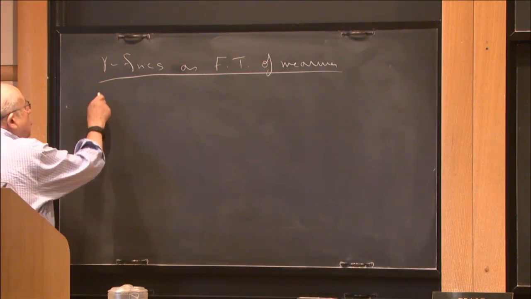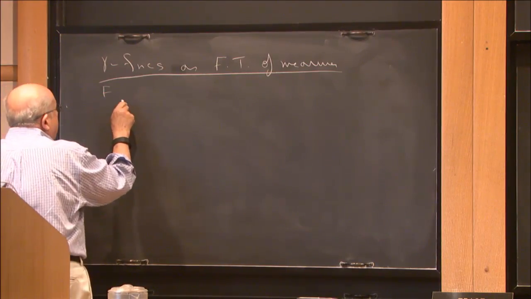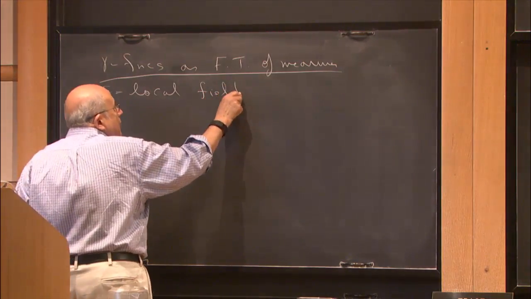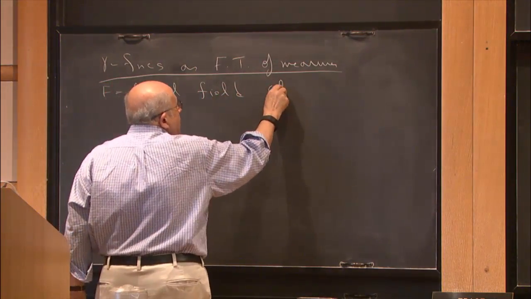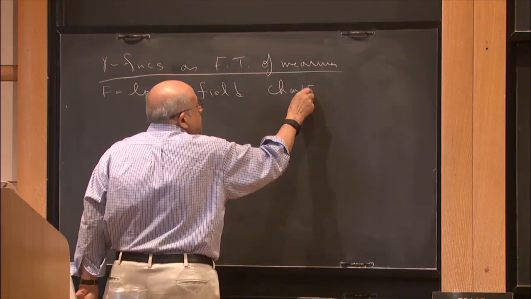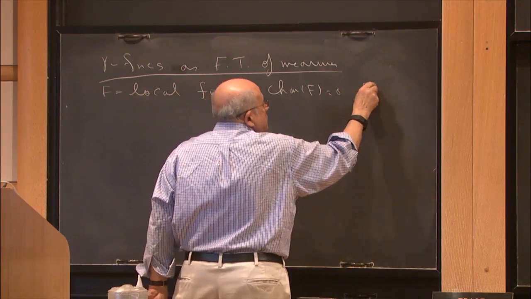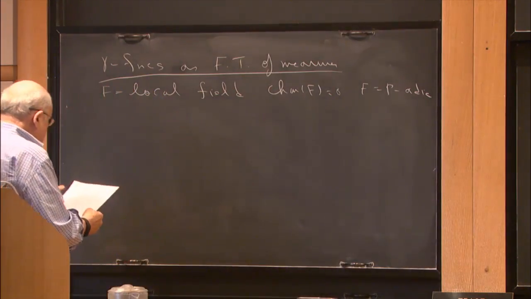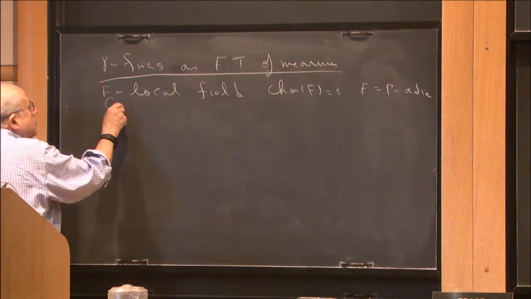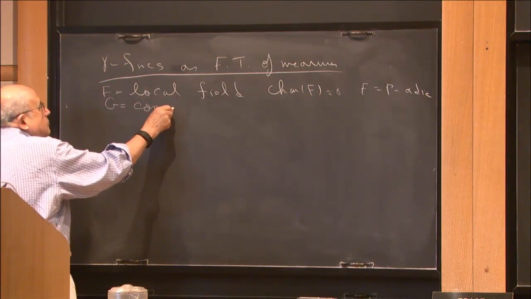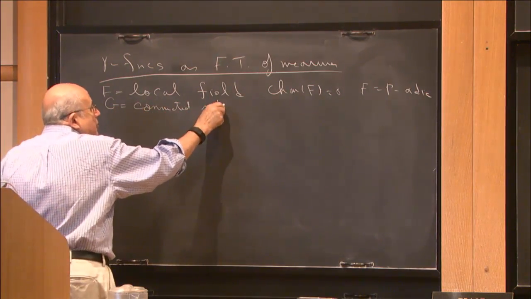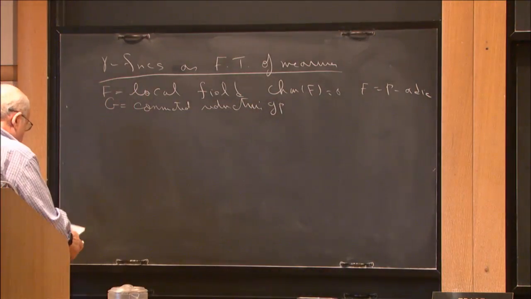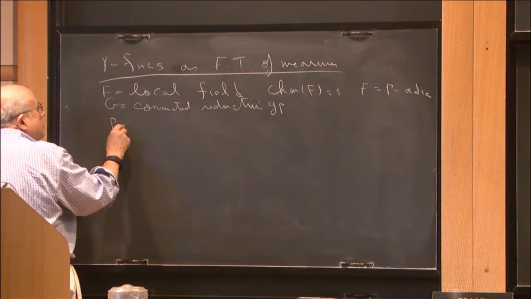So let me take F a local field. I'm assuming characteristic p or characteristic 0, p-adic. And let me take G a connected reductive group, and let me consider a parabolic subgroup.